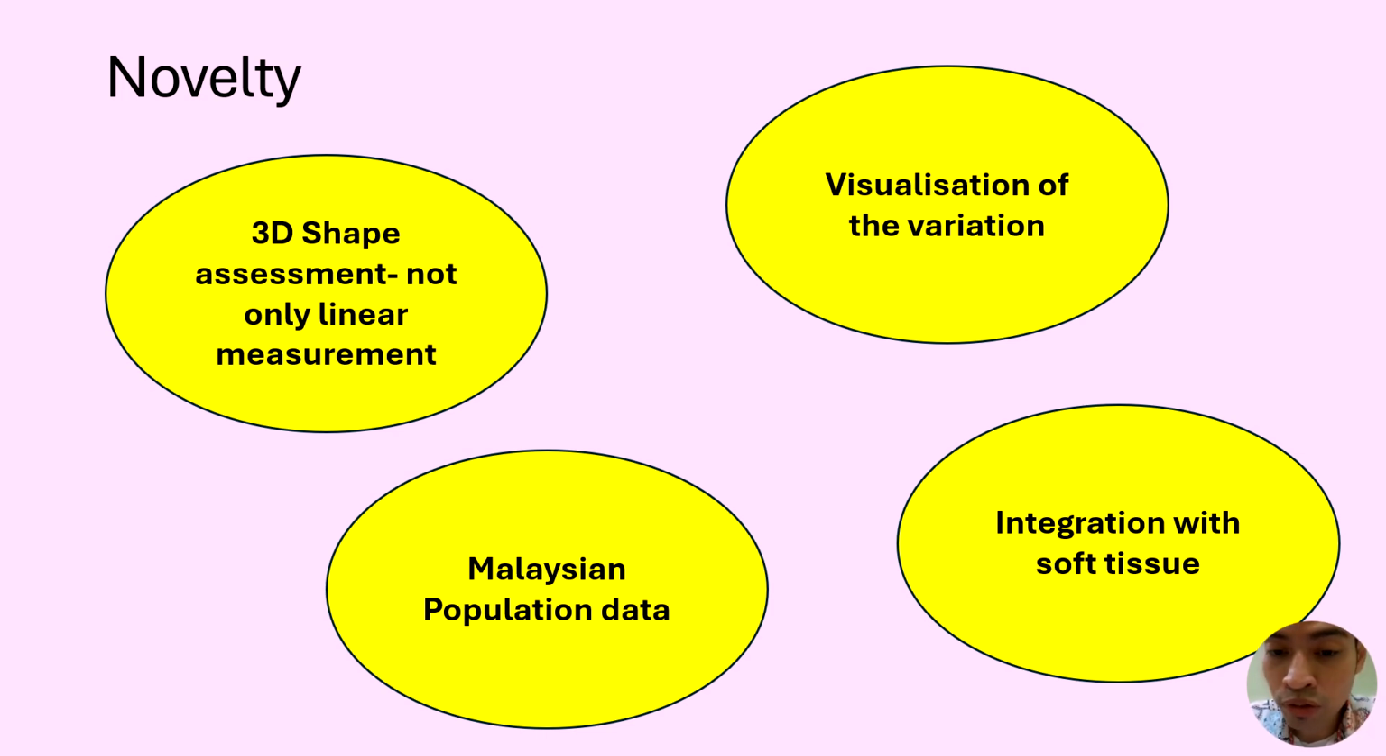We can also visualize the bone variations, and of course, this database will use Malaysian population data. This is the first or pioneer project that uses a Malaysian database. It's good for population-specific variation, and we can also integrate the information with the soft tissue of the bone.